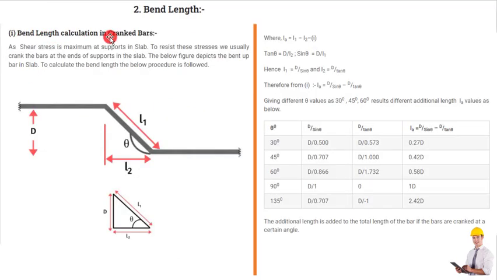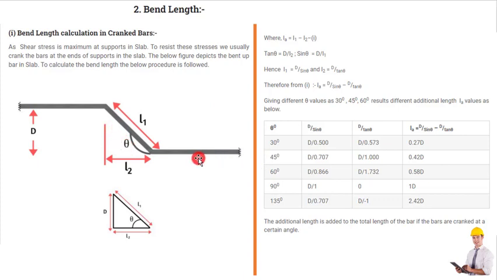The first is bend length calculation in a crank bar. As we know, shear stress is maximum at the support in a slab, so to resist these stresses we usually crank the bars at the end of the support in the slab. This figure depicts the bent-up bar in the slab. To calculate the bend length, the below procedure is followed.